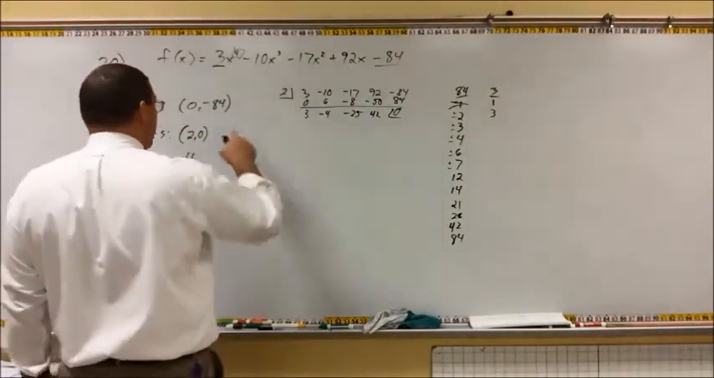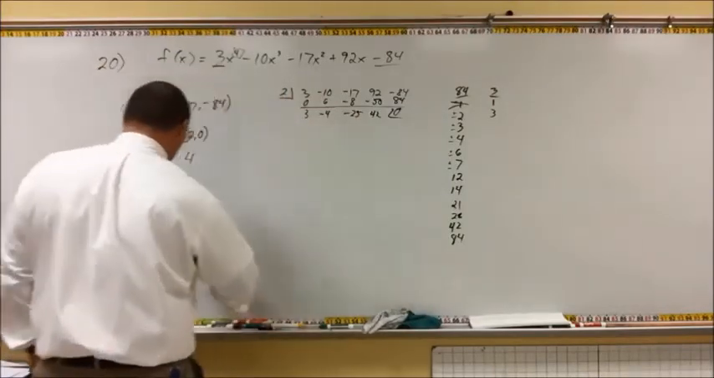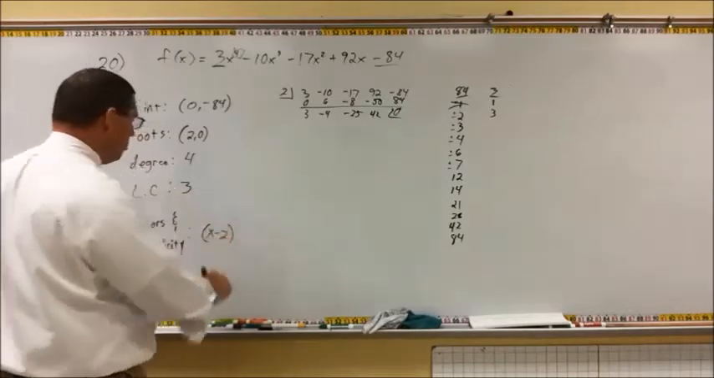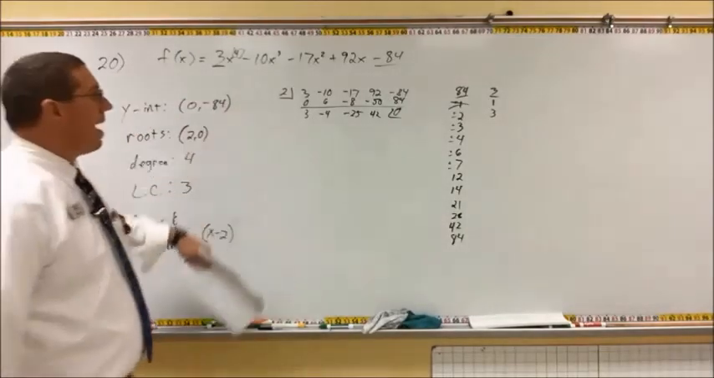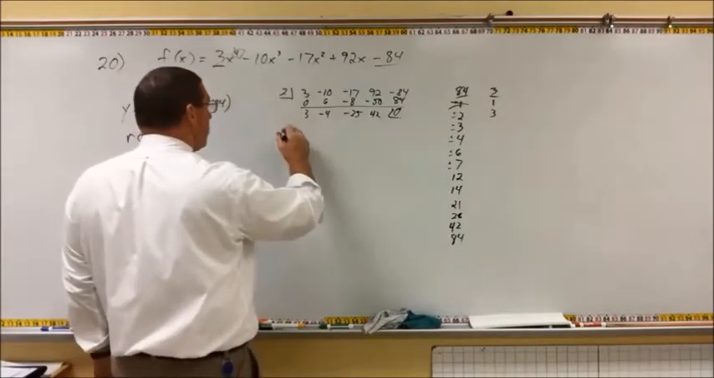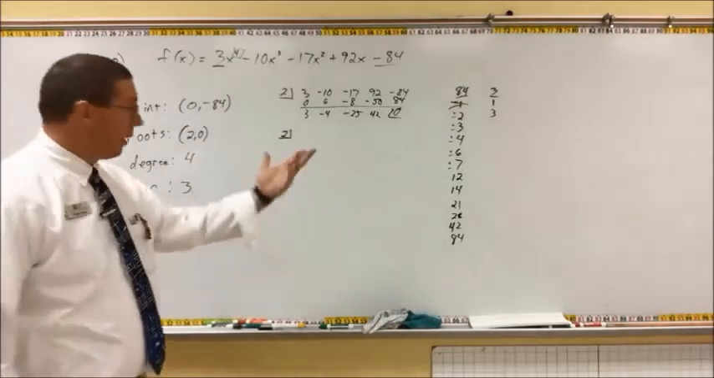And this now indicates that one of my factors is x minus 2. So under factors and multiplicity, I'm going to put x minus 2. Okay? Now, I'm going to try 2 again, because this factor may show up twice. So I got to do it again.